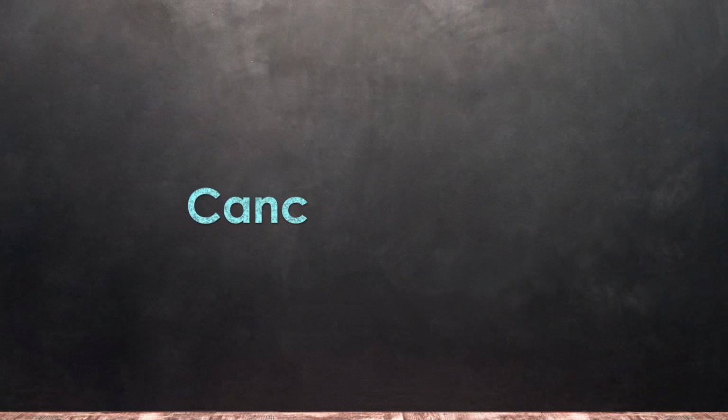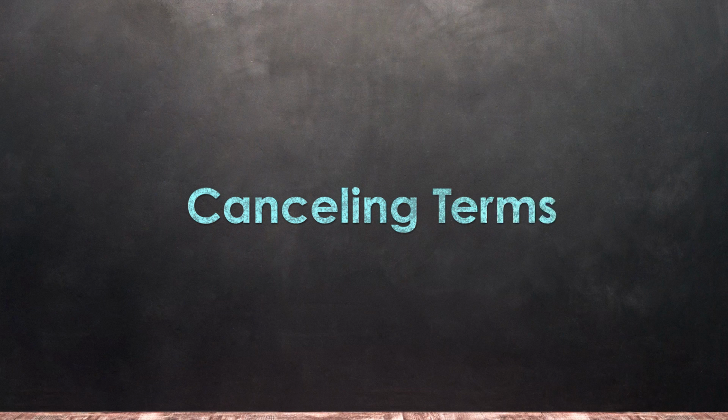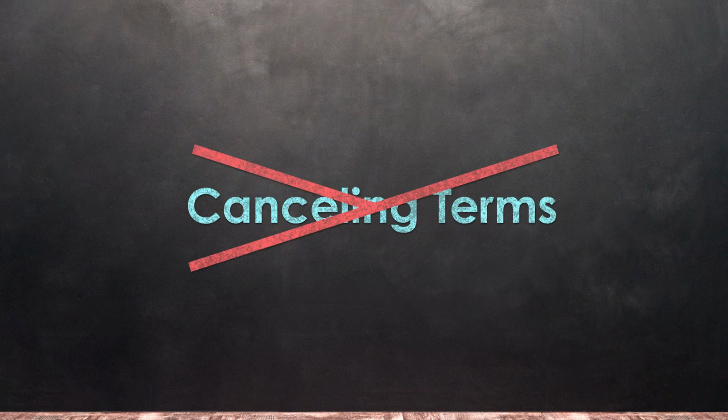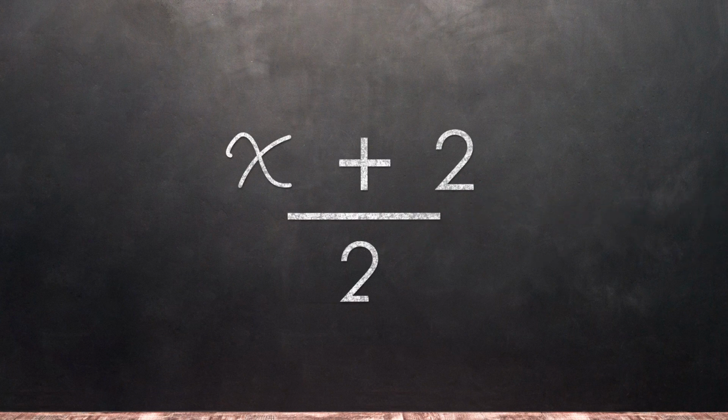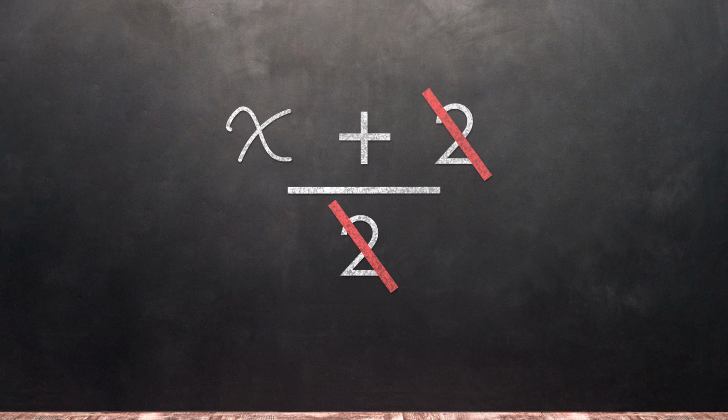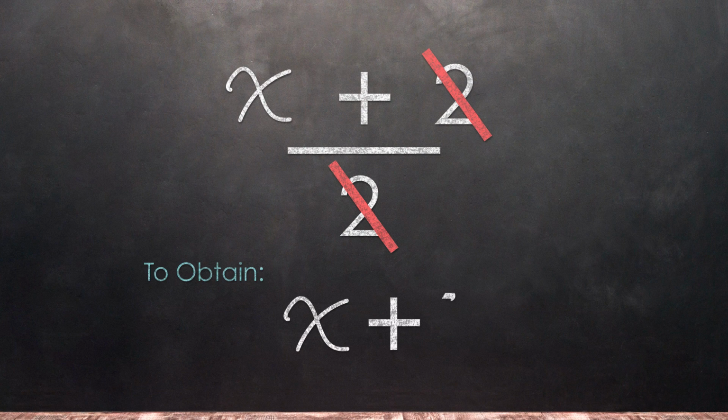The most frequent error made when canceling in an algebraic expression or equation is to cancel out a term instead of a factor. Consider the algebraic expression x plus 2 over 2. It is commonly mistaken that we can cancel out the 2 in the numerator with the 2 in the denominator. If we do this, we obtain x plus 1. But why is this wrong?